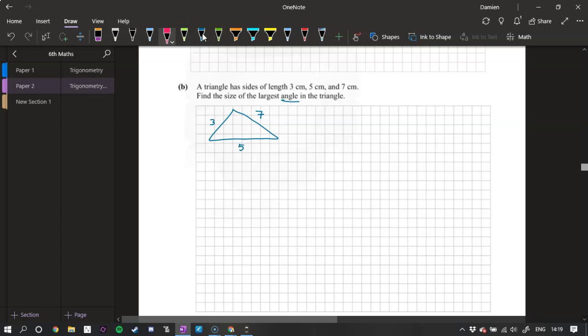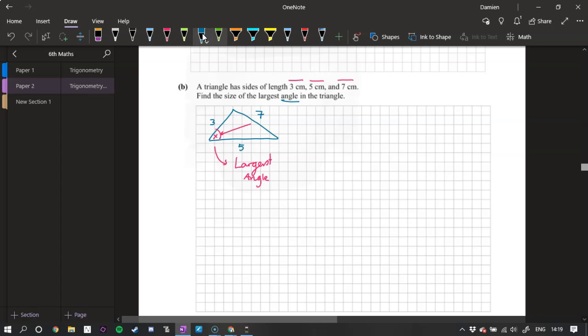Well, generally, the longest side, the biggest angle will be opposite it. So we can call that x, say. So that there is going to be the largest angle. So what have we actually got here? We've got a side of 3, a side of 5, and a side of 7. We have 3 known sides and a missing angle.